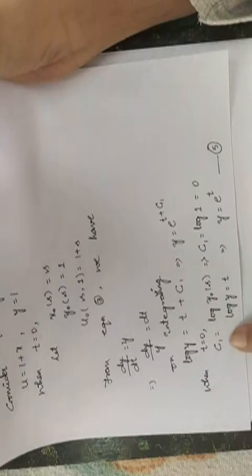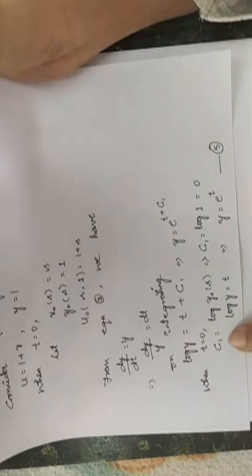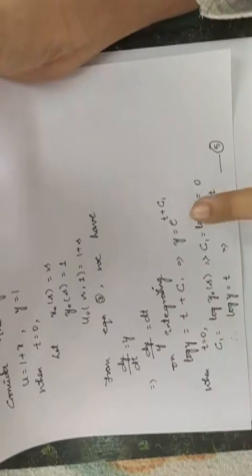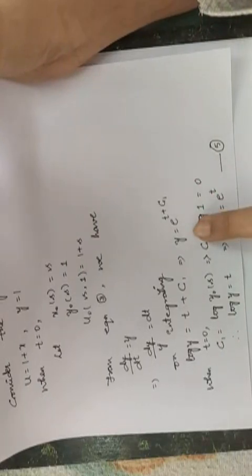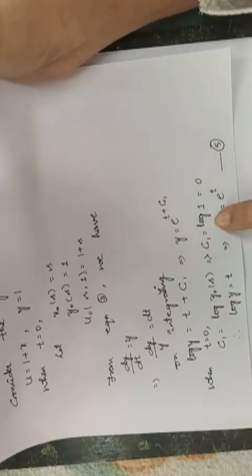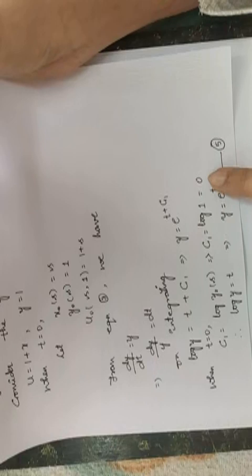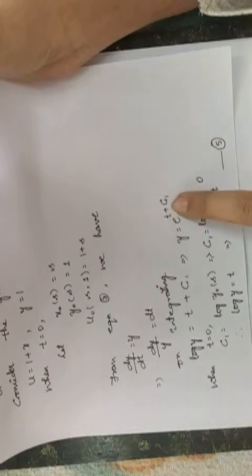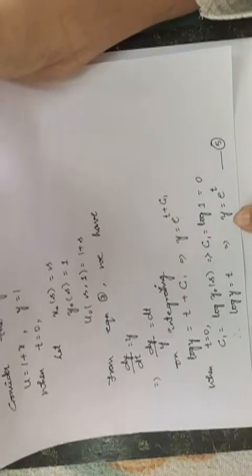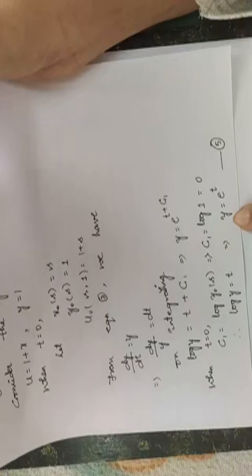Right? So when t is equal to 0, we have to find out the value of c1. You will get e power c1 is equal to 1. So log 1 is 0, c1 will become 0. On substituting the value of c1, you will get y is equal to e power t. So this is the solution of y.